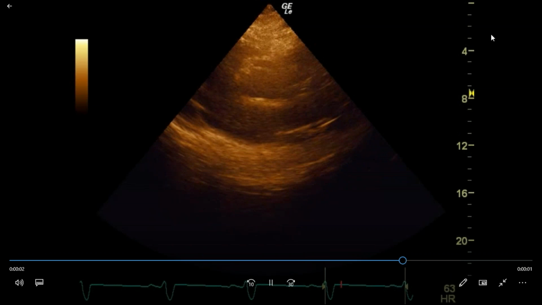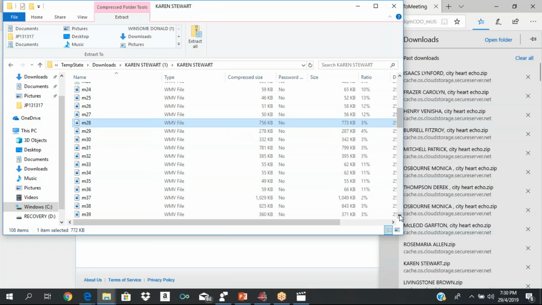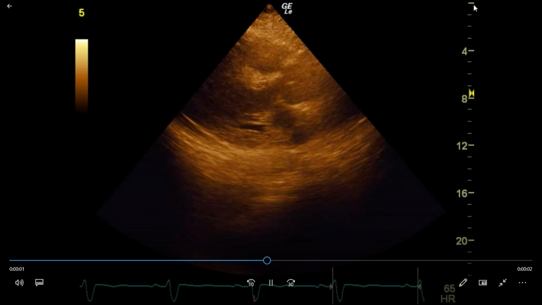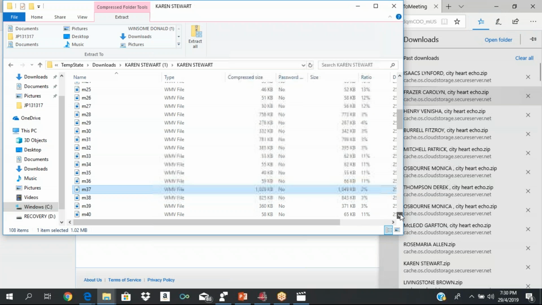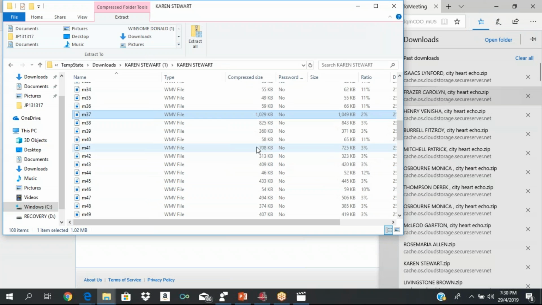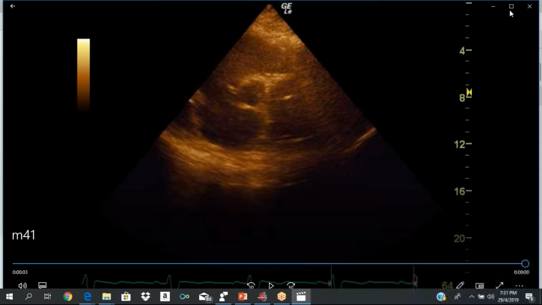We are now short axis. I want to go to the parasternal, sorry, the apical four chamber view. So we're still on the parasternal. Okay. All right. Short axis.